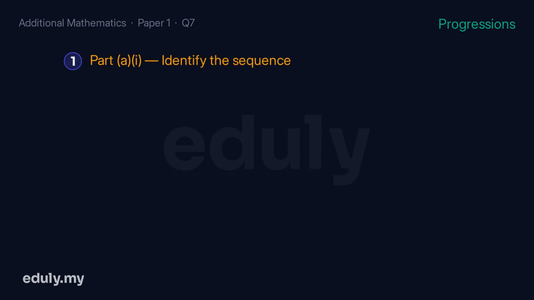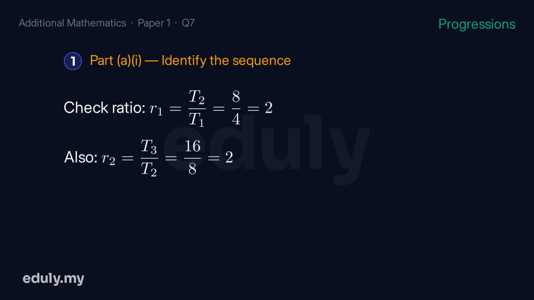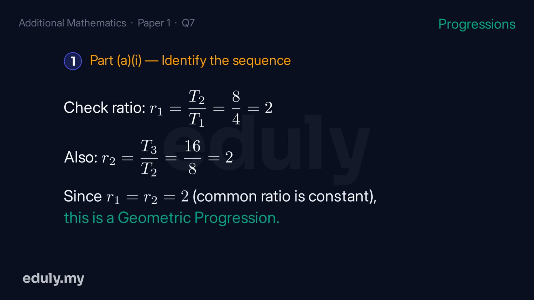Step 1, Part A. We identify the type of sequence. Divide each term by the one before it. 8 over 4 is 2. And 16 over 8 is also 2. Both ratios are 2. The common ratio is constant, so this is a geometric progression.